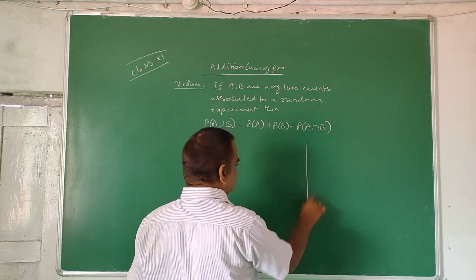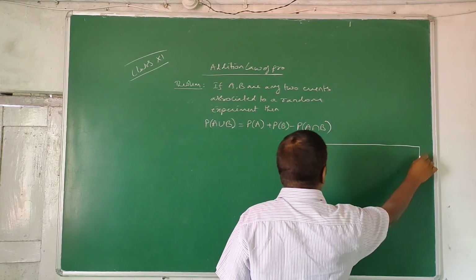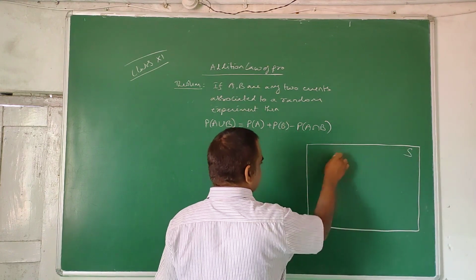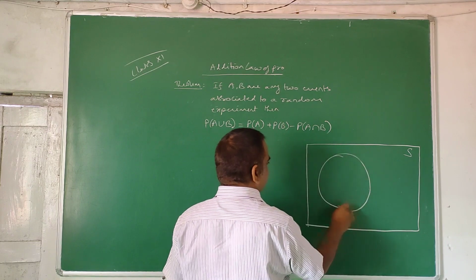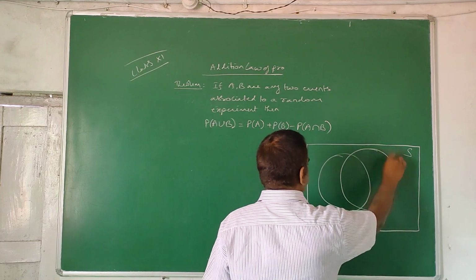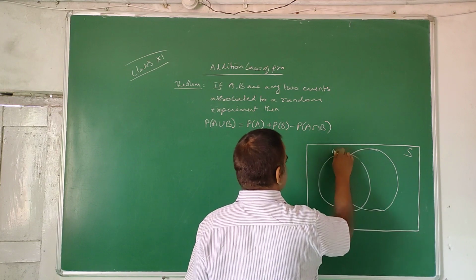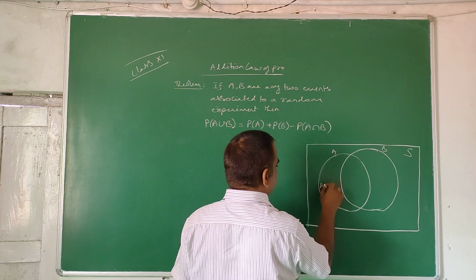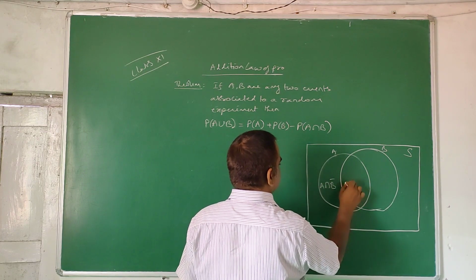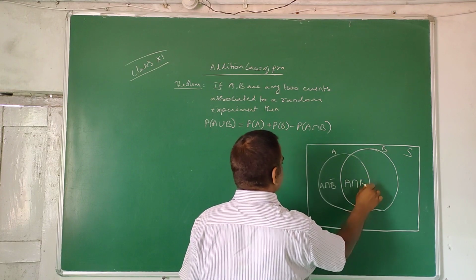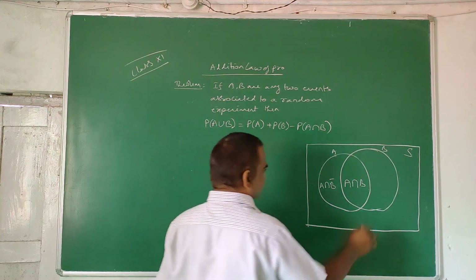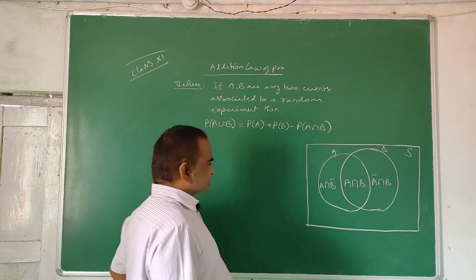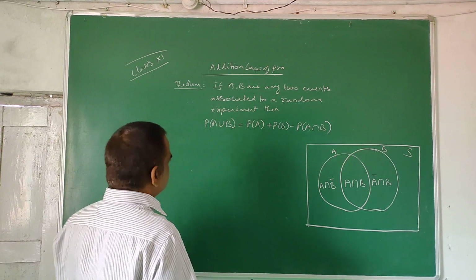Now we prove this using Venn diagrams. Sample space S, this is the event A, this is event B. Okay, so this is A intersection B complement, this is A intersection B. Are you following? This is A complement intersection B. Right? Now the proof.